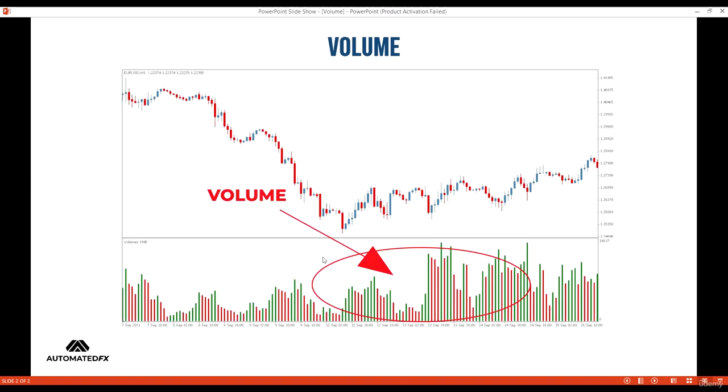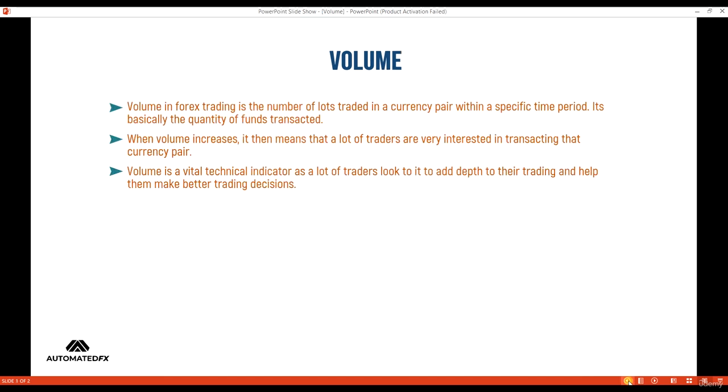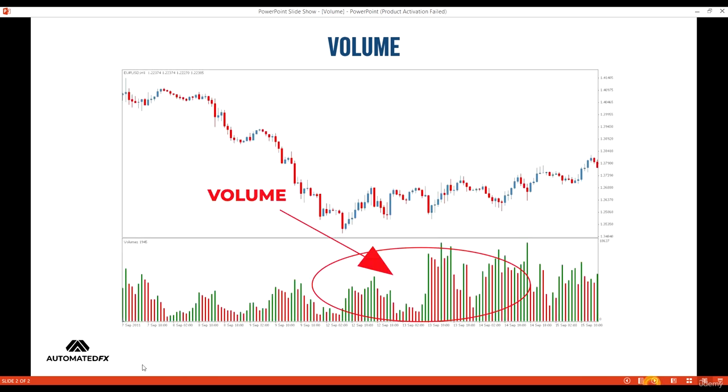It helps traders make better decisions. So this next slide shows us the volume indicator. So we can see that this is volume. How this indicator works is that the longer the bars, the more the volume. I don't think this slide shows us perfectly how volume reacts.